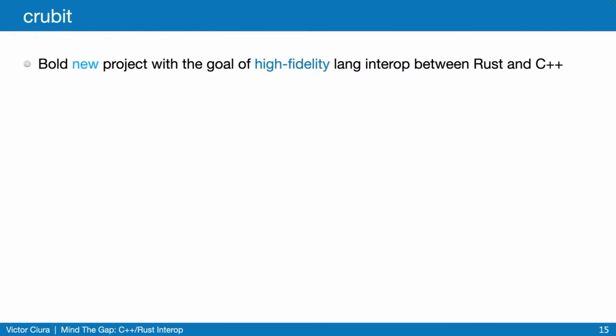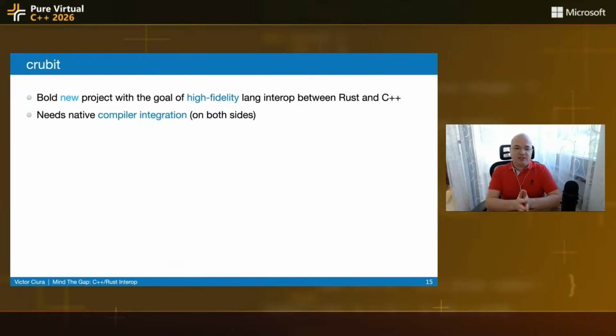So enter Qubit. This, again, is a bold new project with the goal of high-fidelity language interop between Rust and C++. It's a very tall order. And the aim here is that you don't want to be very surgical about what types you declare at the interop boundary and say, these are my shared things, but rather you say, I want to lift the whole API, right? I want to have both languages on equal footing and lift everything to be accessible equally from both sides. So it's sort of blurring the line language-wise.